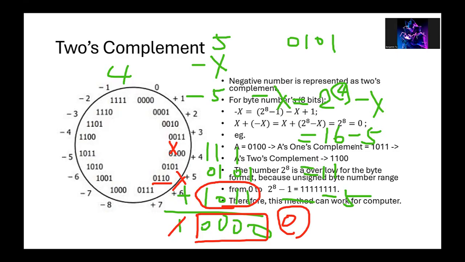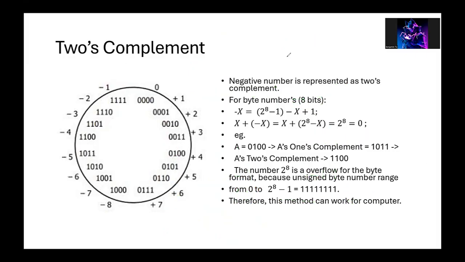Any questions so far? No questions. So let's assume that we have a number called 3. Then which number do we pick for -3, if we are using a 4-bit system?